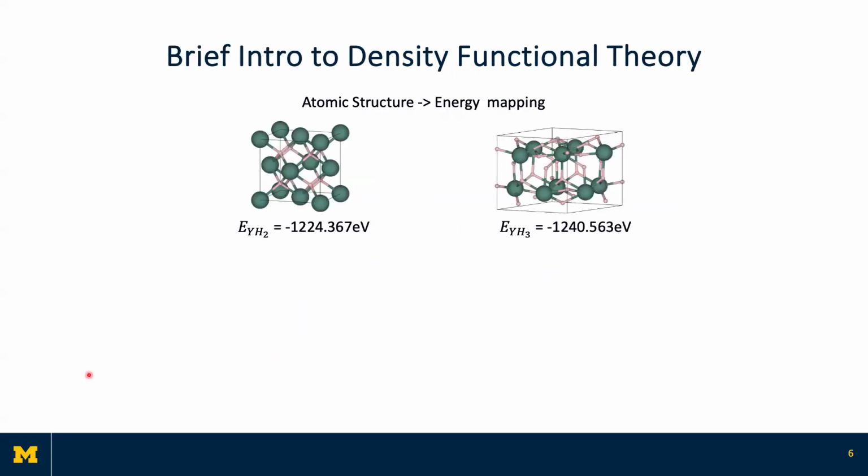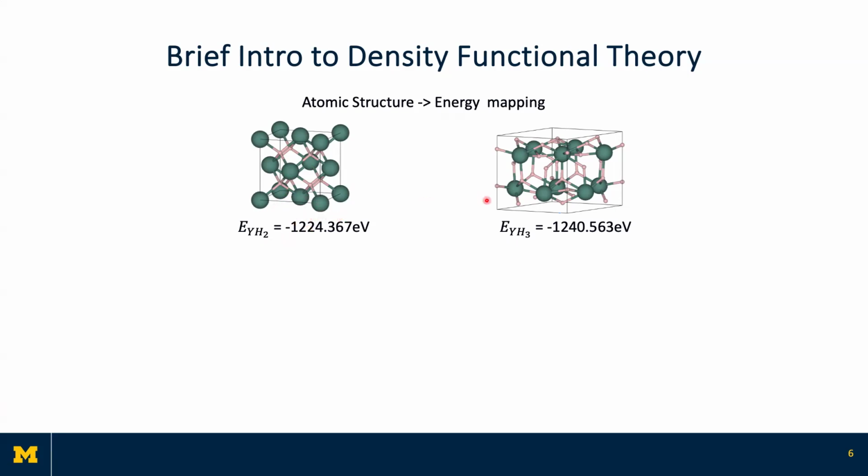Now, a brief intro to density functional theory. This is a whole topic, but I just want to give an idea of what density functional theory is. It's basically a mapping from an atomic structure, or some configuration of atoms, to an energy. For example, if I have the structure of YH2, I know where all the atoms are, where the hydrogen is, where the yttrium is, and I know the shape of the unit cell. I put that in through a DFT calculation. Maybe I do a relaxation so that I minimize the forces and minimize the energy. Then I get a value out, which is the energy of this particular structure.